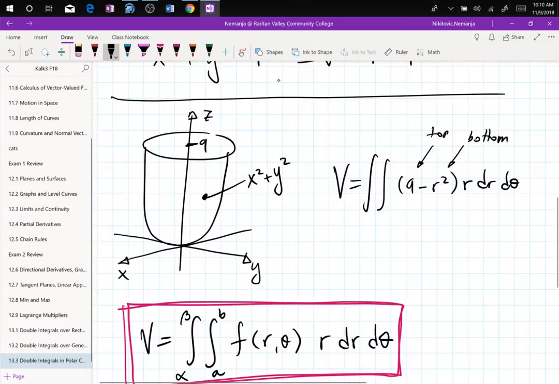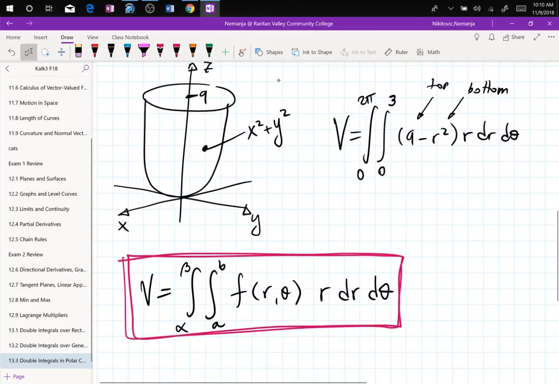I have the limits. I want the full circle, 0 to 2 pi. That's the full circle going around. And then I have the limits 0 to 3 for the radius. That's dr, radius, 0 to 3. So what are you integrating? You're integrating 9r minus r cubed. And you just have basic numbers to plug in.